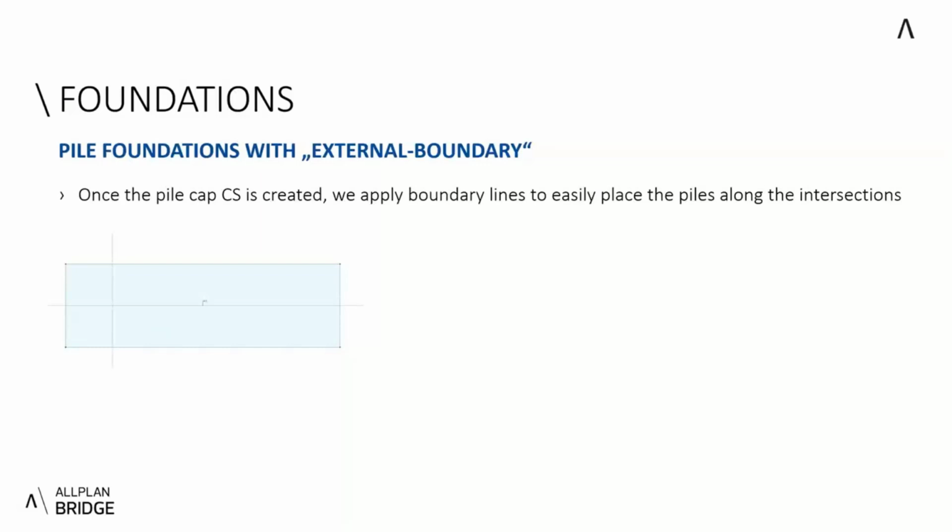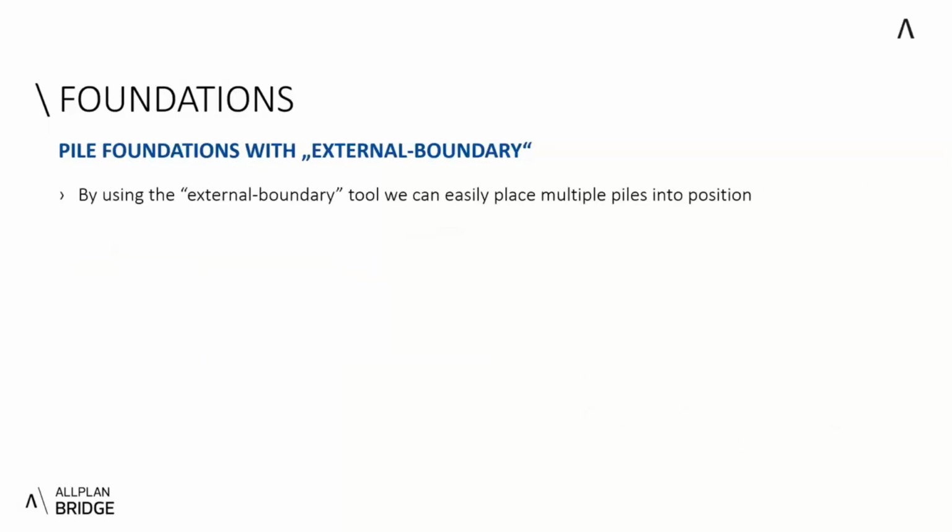So at this point, we have this pile cap cross-section. We make use of the boundary tool functionality. And as we see in this case, we have created boundaries that are just vertical lines, and they will serve as guidance lines on which I can place these pile cross-sections. And by using this external boundary tool, we can then easily place multiple piles into position.